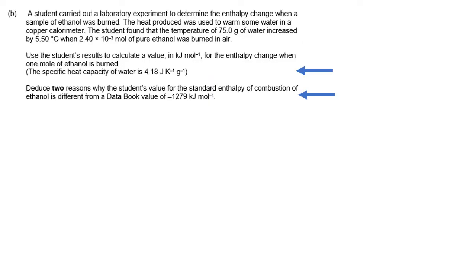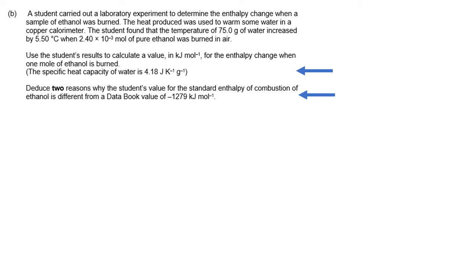So a bit of a wordy question here, and we need to find where the questions are within the text. A student carried out a lab experiment to determine enthalpy change when a sample of ethanol was burned, and the heat produced was used to warm some water, and they found that 75 grams of water increased by 5.5 degrees Celsius when 2.4 times 10 to the minus 3 moles of pure ethanol were burnt in air. So using their data, calculate an enthalpy change for 1 mole of ethanol being burnt, and they want this in kilojoules per mole, and then we need to give 2 reasons why our value might be different to the data book value.